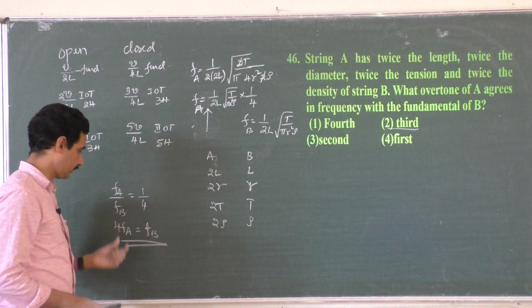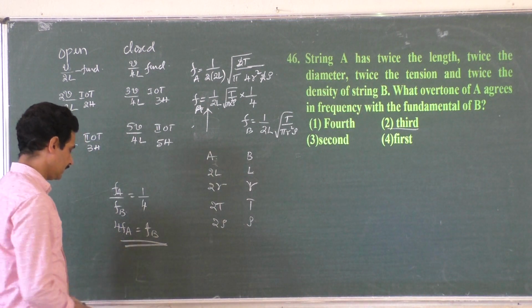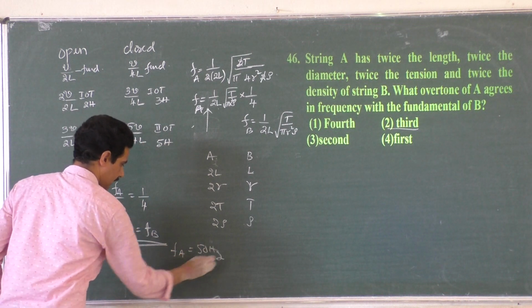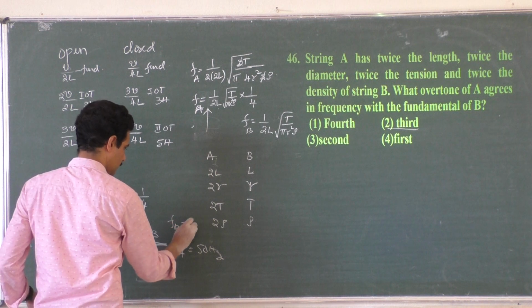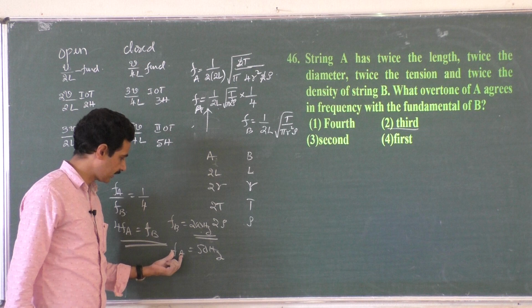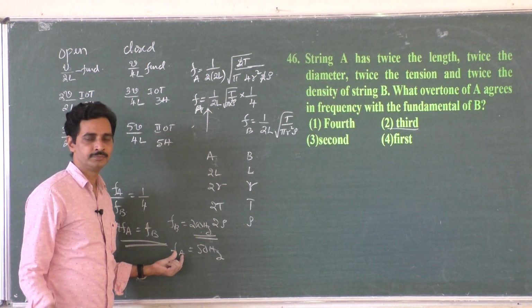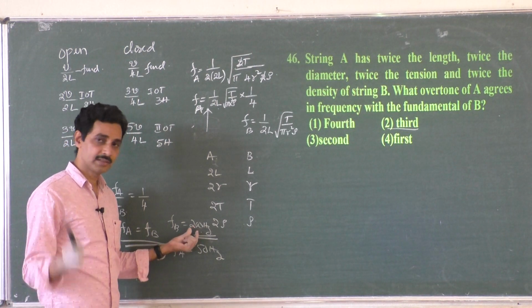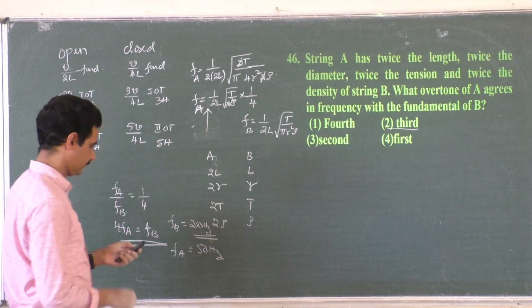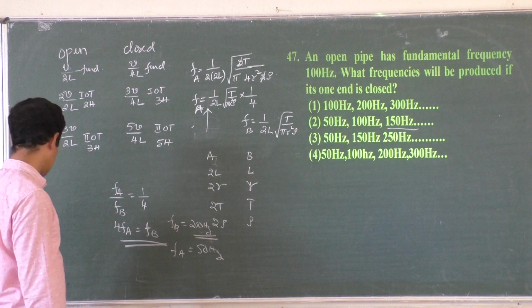Since FB is equal to 4 FA, for example, if FA is 50 Hertz, then what is FB? FB is 200 Hertz, right? 4 times. 200 Hertz for FA is 4 times. That means third overtone, fourth harmonic, right? So that is the answer. 46, 47.